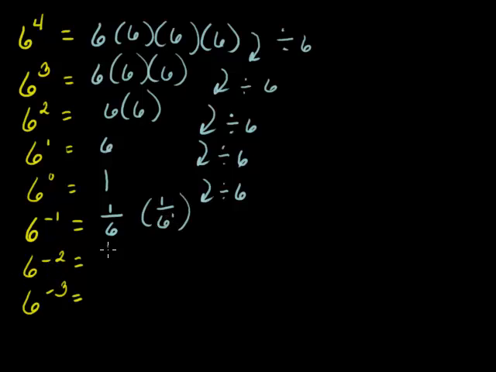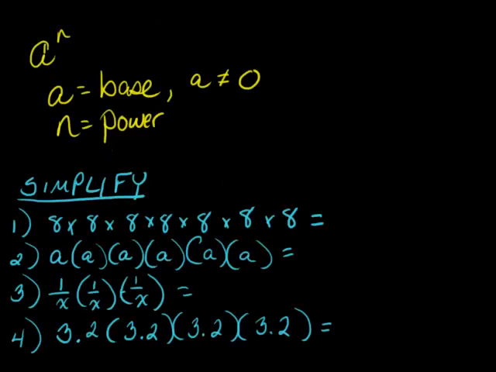6 to the negative 2 is 1 over 36. And exponentially, it's 1 over 6 squared. And then, of course, following the same pattern, this will be 1 over 6 cubed. Also written this way. So again, all of these are being divided by 6. Everything in math is patterns. Same thing with exponents. So what do we have here? We have a to the n, where a is the base and a does not equal 0, and n is the power.